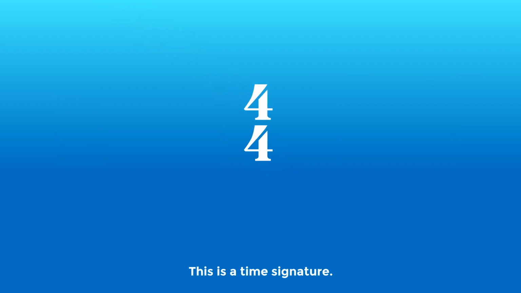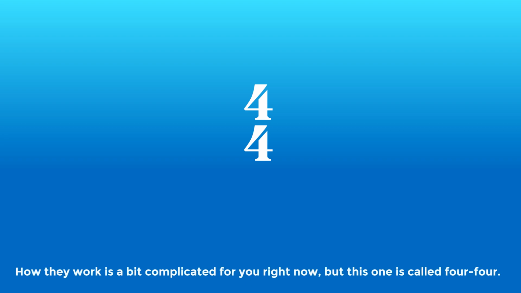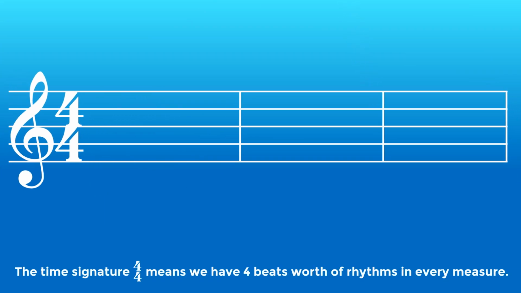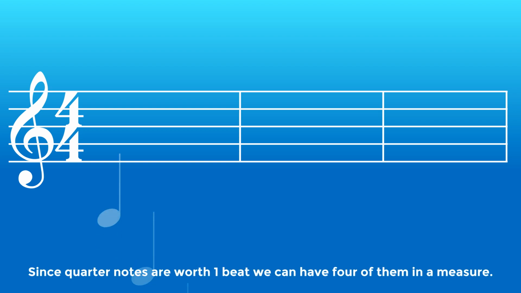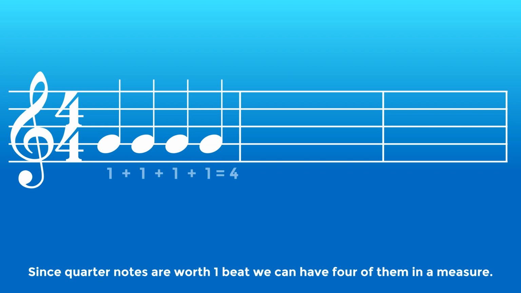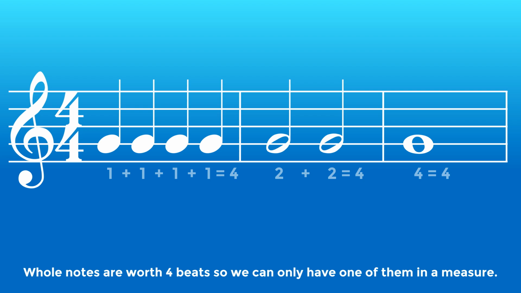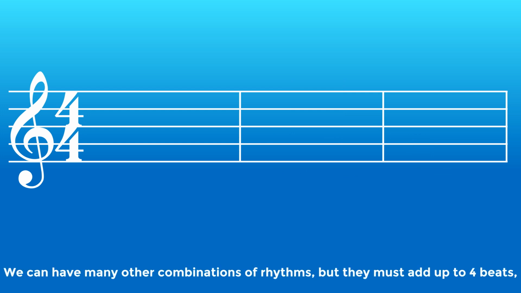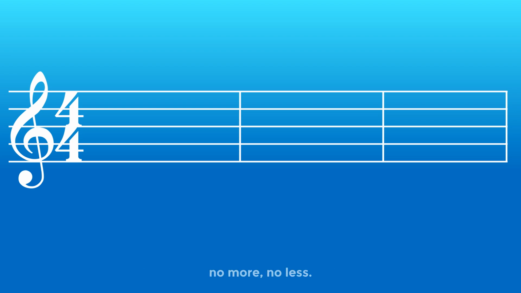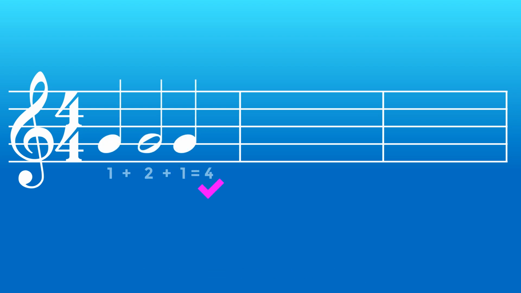This is a time signature. How they work is a bit complicated for you right now, but this one is called 4/4. The time signature 4/4 means we have 4 beats worth of rhythms in every measure. Since quarter notes are worth 1 beat, we can have 4 of them in a measure. Half notes are worth 2 beats, so we can have 2 of them in a measure. Whole notes are worth 4 beats, so we can only have 1 of them in a measure. We can have many other combinations of rhythms, but they must add up to 4 beats, no more, no less.